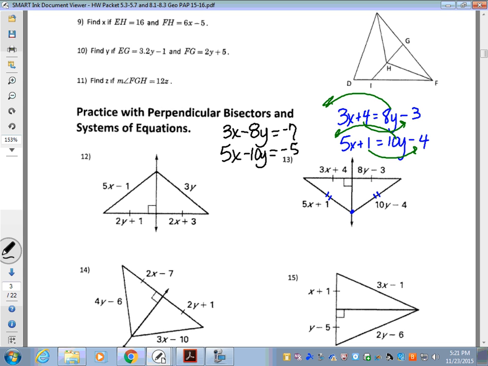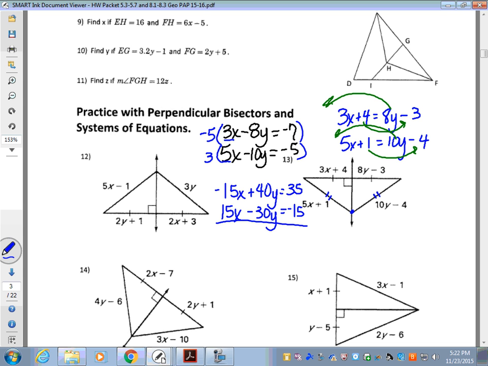If I look, I have no opposite terms, but I can change the x's because they have a common multiple, the least common multiple of 15. So I'm going to multiply the top by negative 5 and the bottom by just 3. And I'm going to rewrite that. So when I rewrite it, I have negative 15x plus 40y equals a positive 35, because I'm multiplying the negative 5 to everything. So now this is a positive 15x minus 30y equals negative 15.